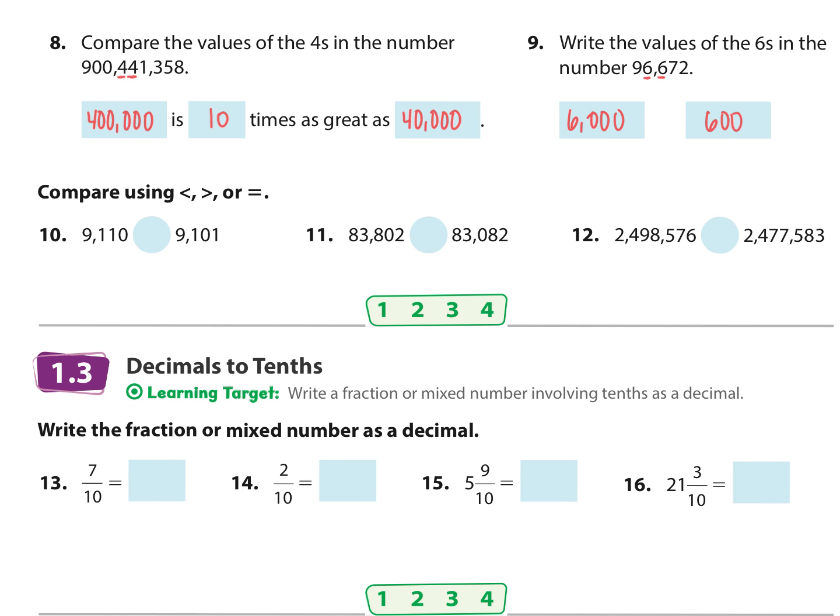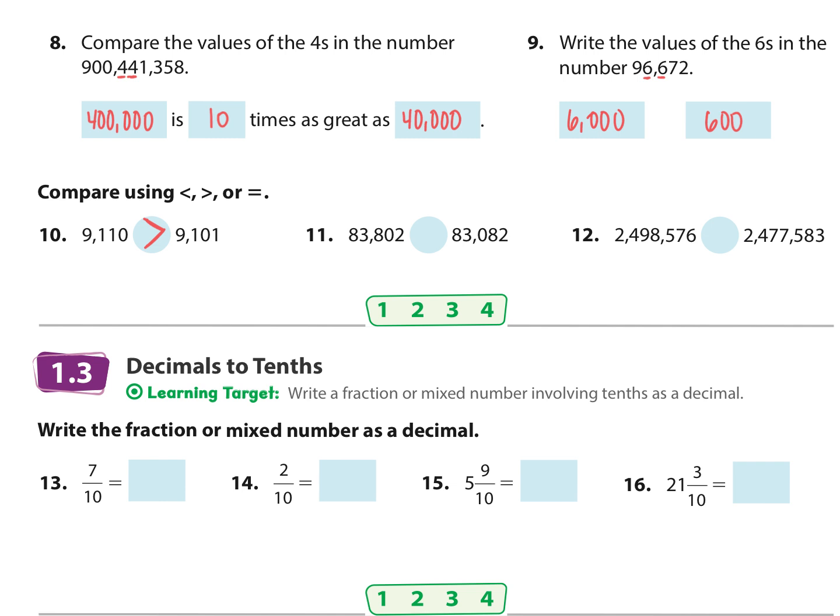Okay, comparing whole numbers. So this is kind of like going one digit at a time again. I have a 9 in the thousands place. I have a 1 in the hundreds place in both numbers. But in the tens place, I have a 1 here, but not here. So which one's bigger? This number with the 1 in the tens place. I have more tens than I do in the other number.